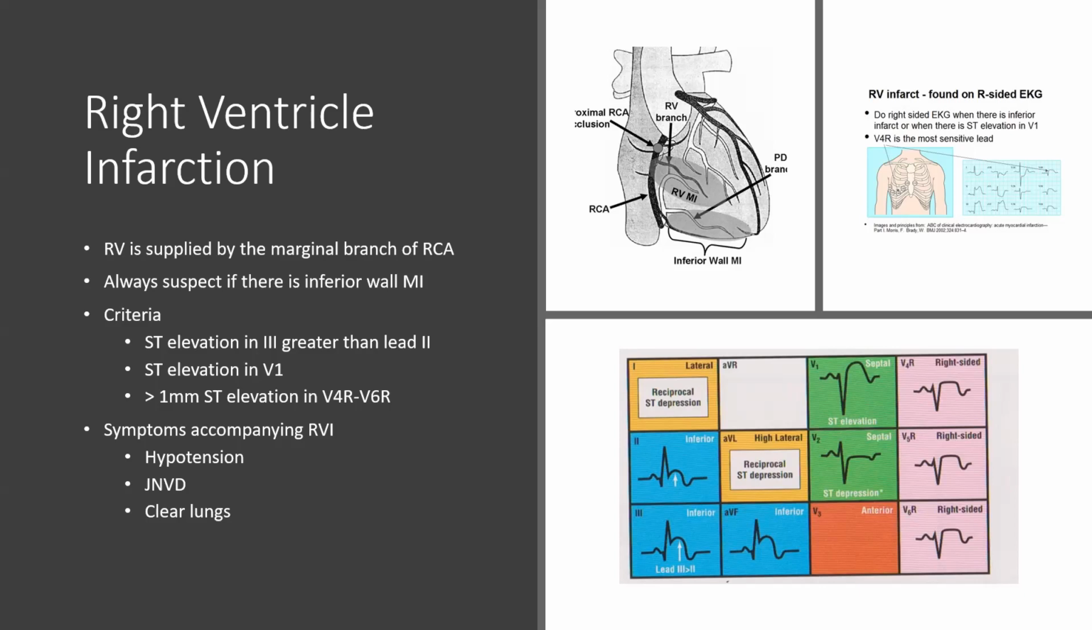That means to say that instead of applying the leads going to the left, you're also going to apply the leads going to the right. There are going to be marked changes in the right-sided chest leads whenever you have a right ventricular infarction. But actually, you could diagnose right ventricular infarction because of the ECG manifestation that I will be discussing.